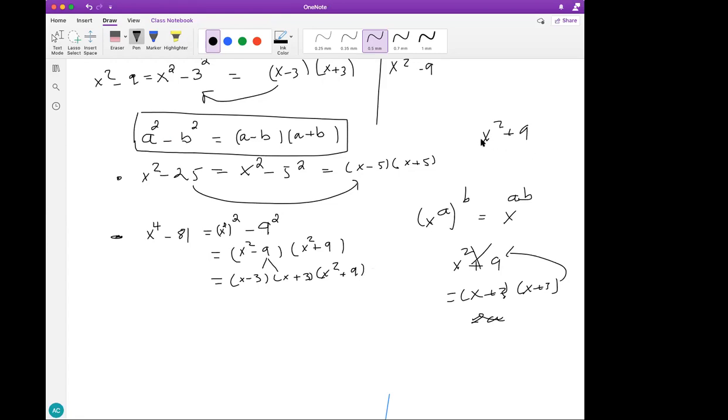Unless you have, let's say, maybe a 3 here, then you can at least use GCF. You can factor 3 out. So always attempt GCF first. If it doesn't work, then you try something else. But in this case, this cannot be factored. It's prime.